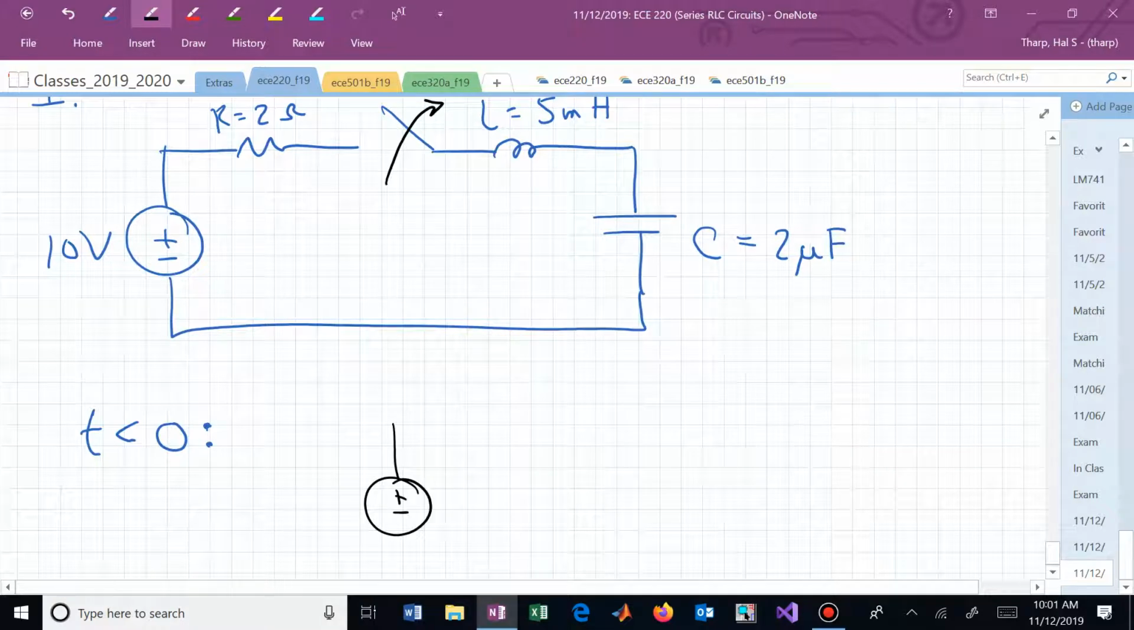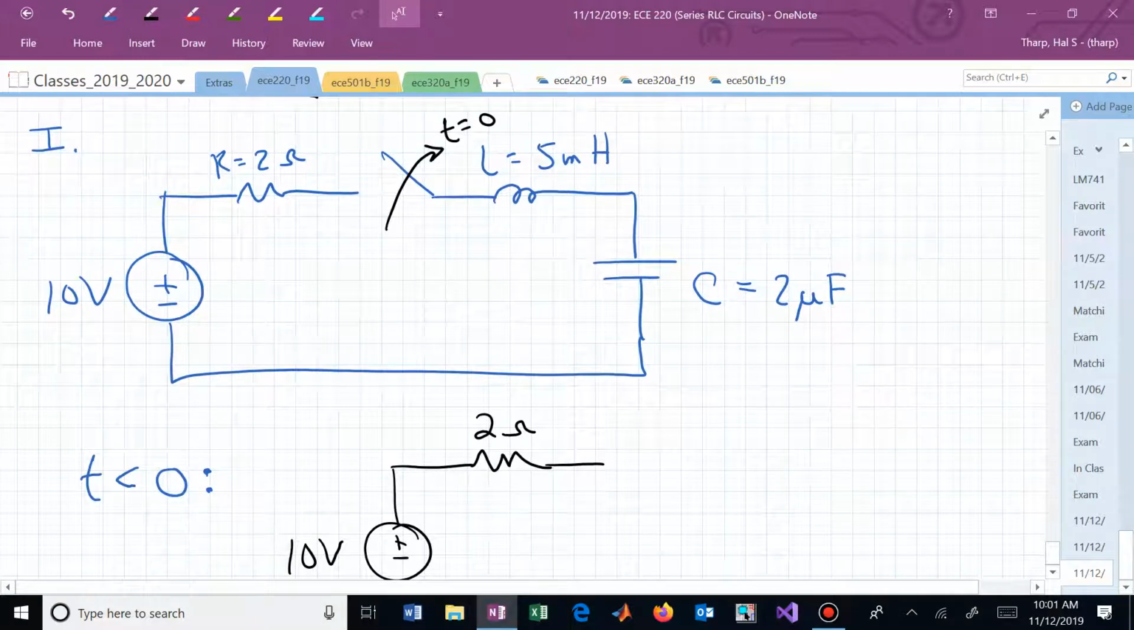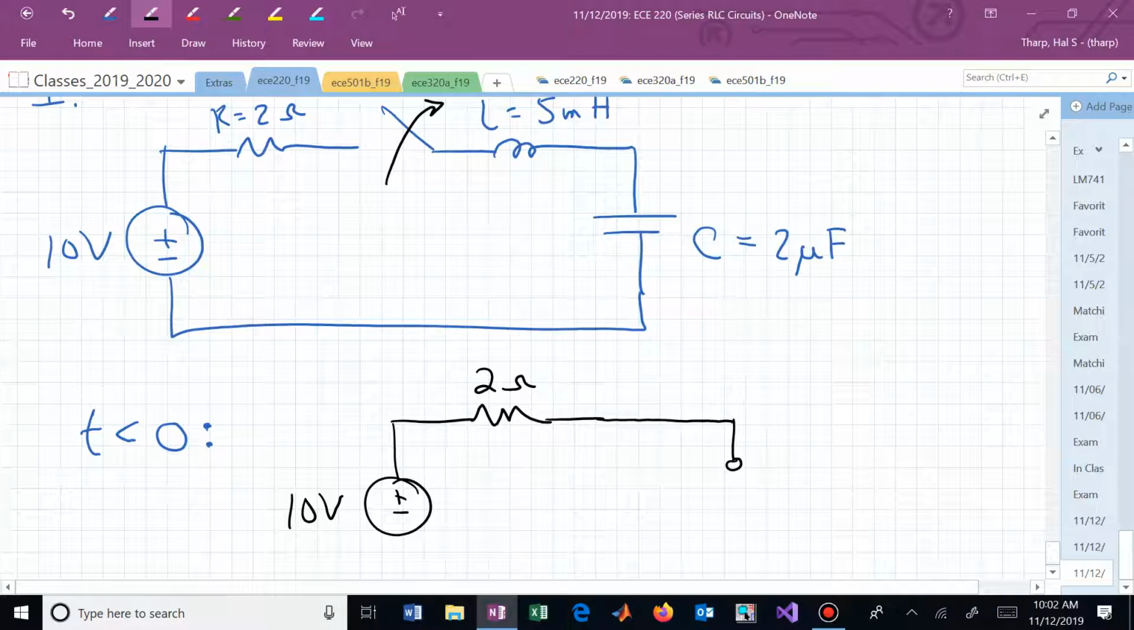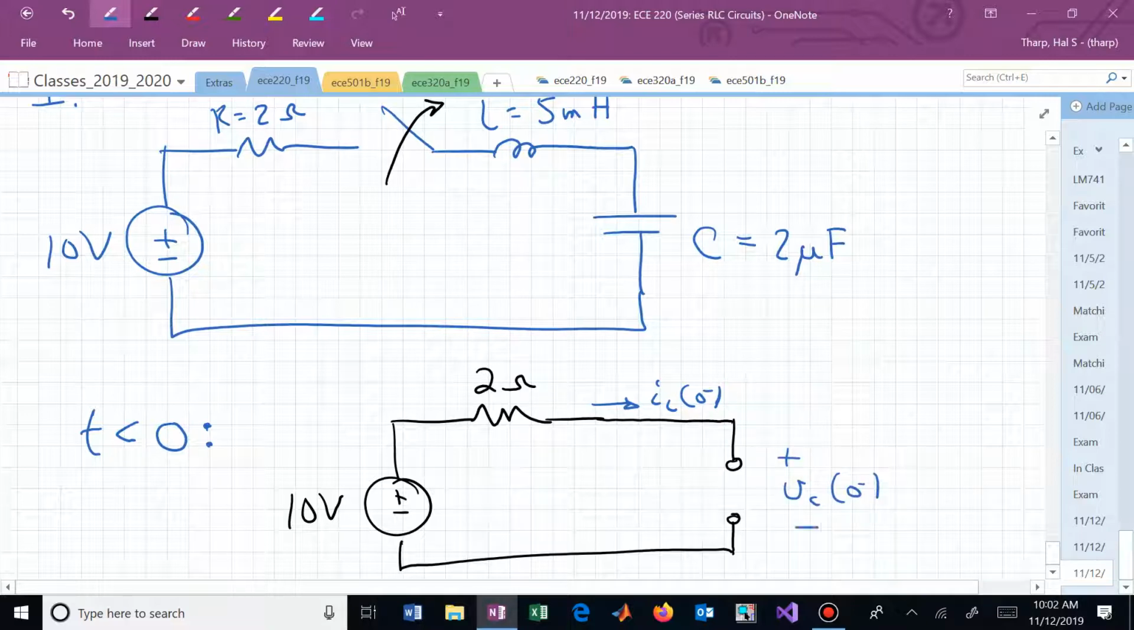We have our source, have our resistor. What does the inductor look like? With constant sources, that inductor behaves like a wire now. What about the capacitor? It opens up. And now we have this configuration. We have I sub L of 0 minus, and here is V sub C of 0 minus.